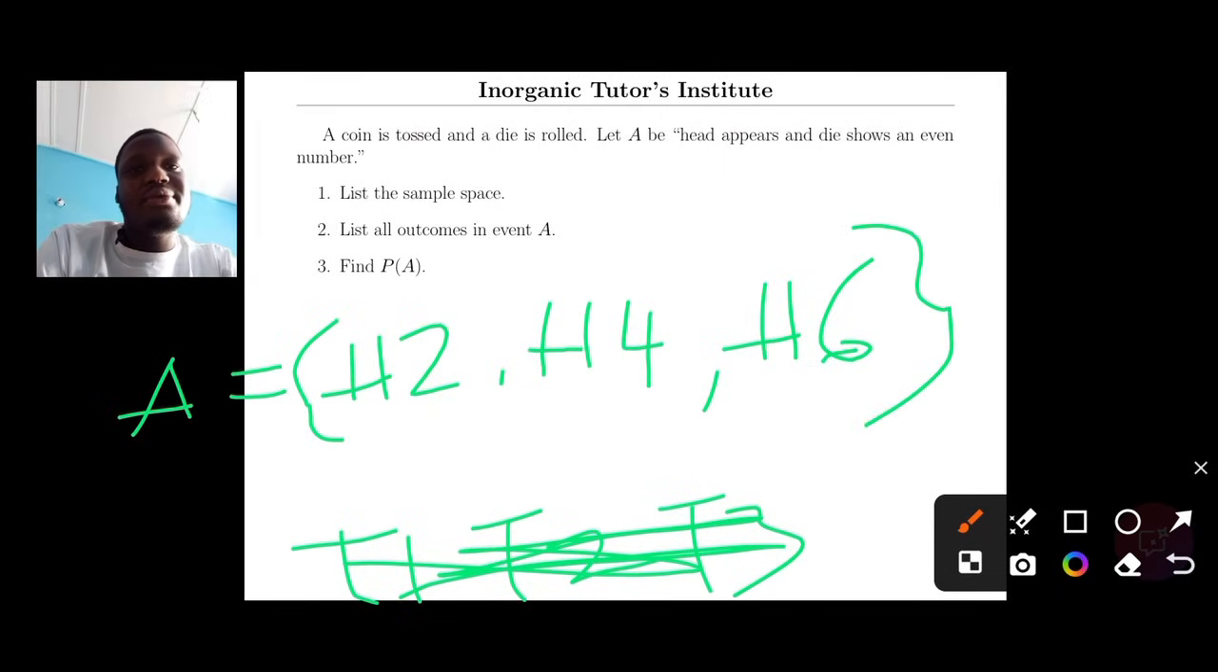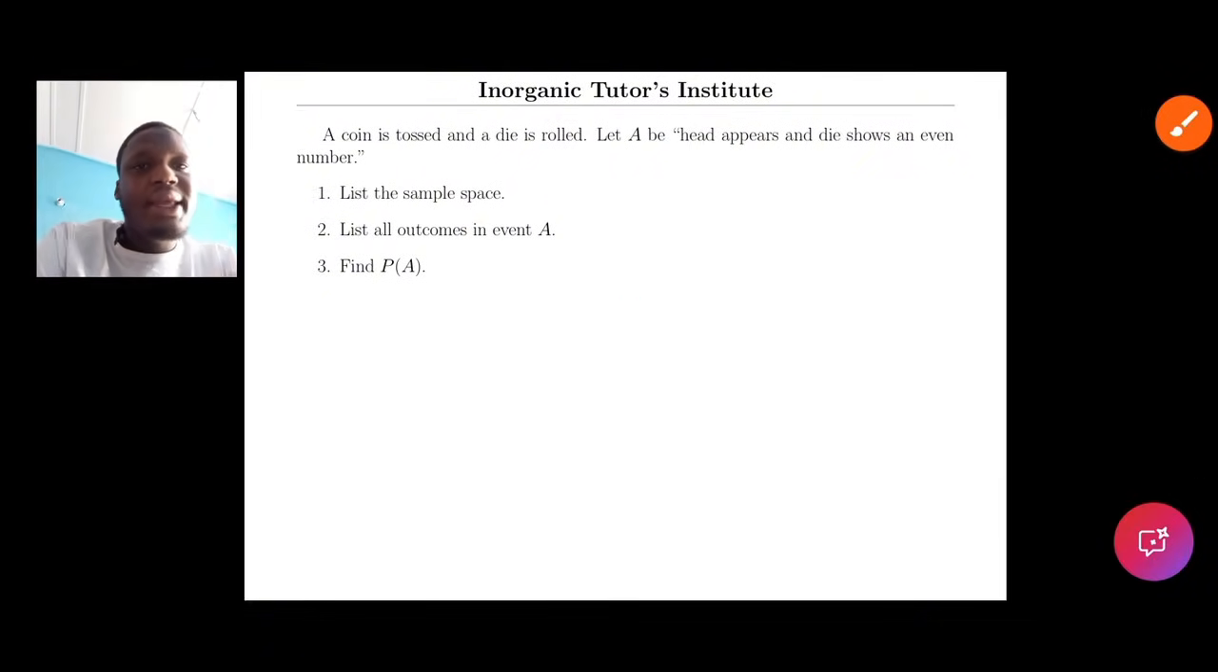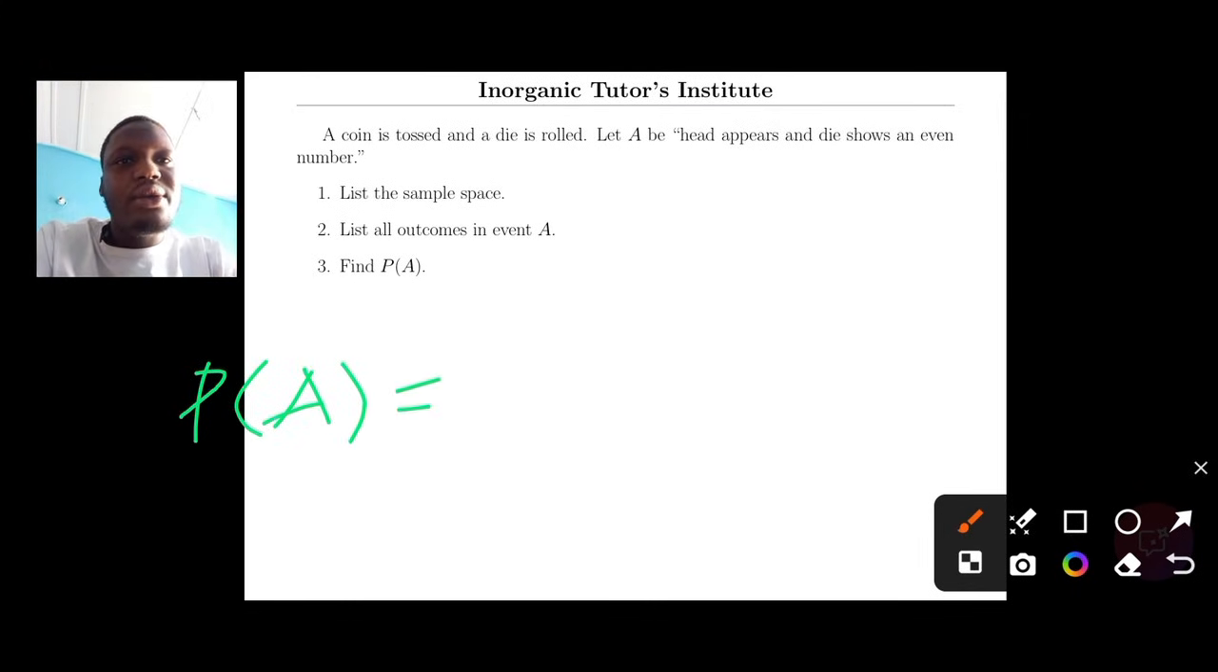Okay. So what is the number of A? Because we will be using it for question 3 where we will find the probability. So A has 3 outcomes. The number of outcomes in A is 3. Good. So let's now do question 3, which is to find the probability using the classical way.